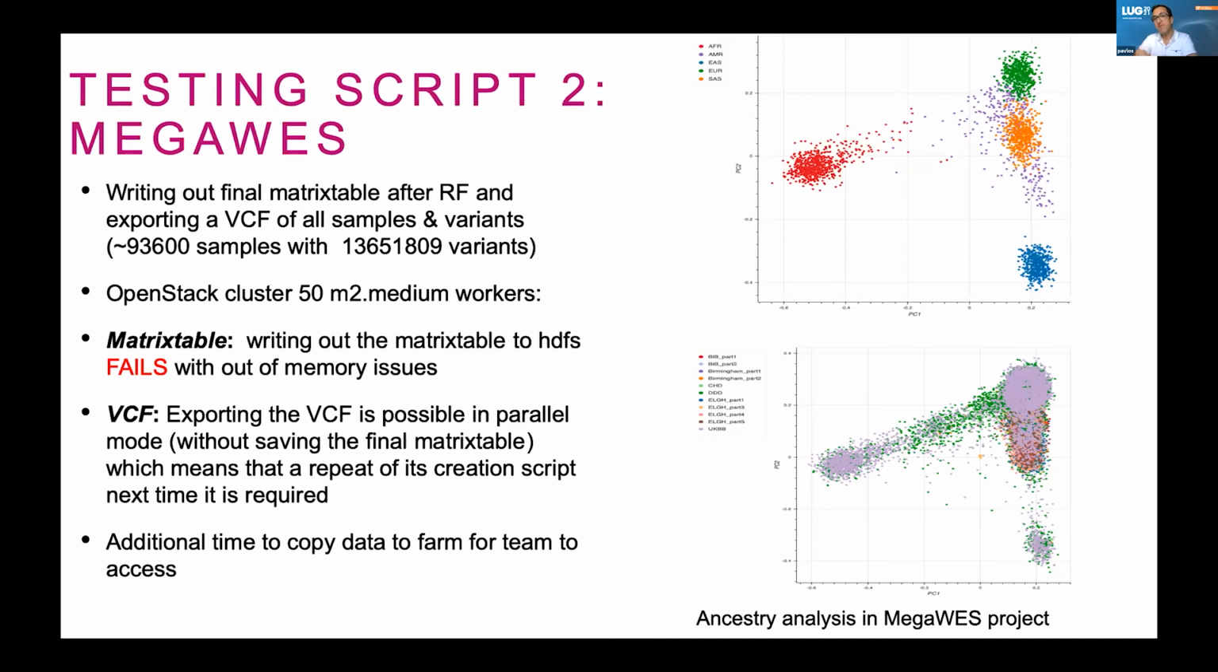Exporting to VCF was possible using the HDFS volume cluster in a parallel mode, but this was only possible without saving the final matrix table, which means that every time I wanted to recreate the VCF, I had to run all the steps of the pipeline to recreate the matrix table again, which is also time consuming. And again, as I mentioned, there's always the additional time to copy the data to the farm for the team to access. So these two scripts are the ones I used to test the new Secure Lustre implementation.